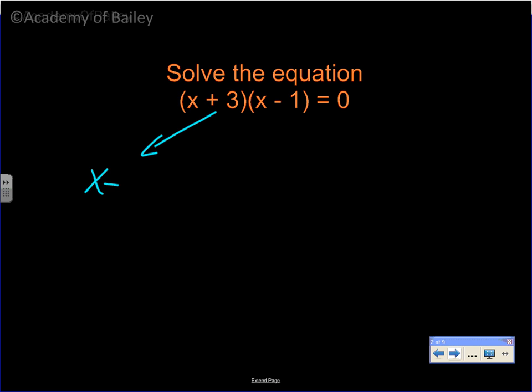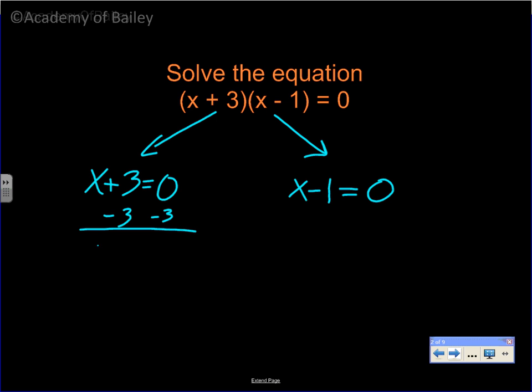So we say x plus 3 equals 0, x minus 1 is equal to 0. And then you solve this out. You're going to subtract 3 from both sides. So x is equal to negative 3. On the right one, you add 1 to both sides. So x is equal to positive 1.